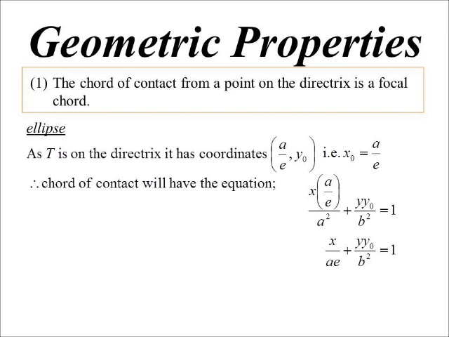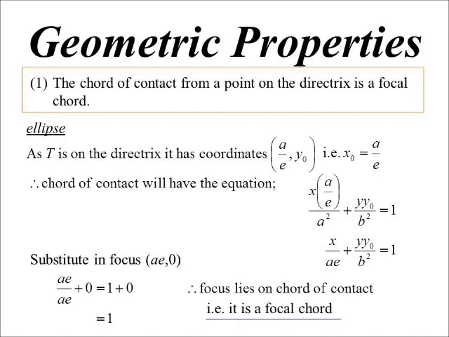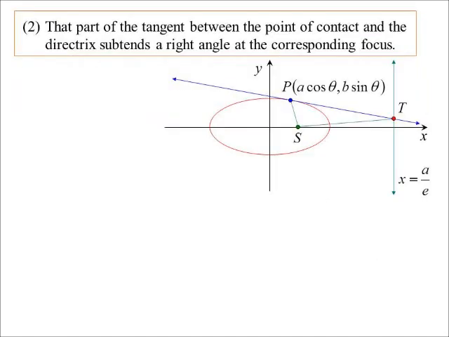Remember, we're trying to show that it's a focal chord. Well, I've now got the equation of it. If I can show that this line passes through the focus, then it's a focal chord. So if I substitute in x equals ae, y equals 0, and yes, it works. We get 1. So that line does pass through the focus. So therefore, the focus lies on the chord of contact. In other words, the chord of contact is a focal chord.